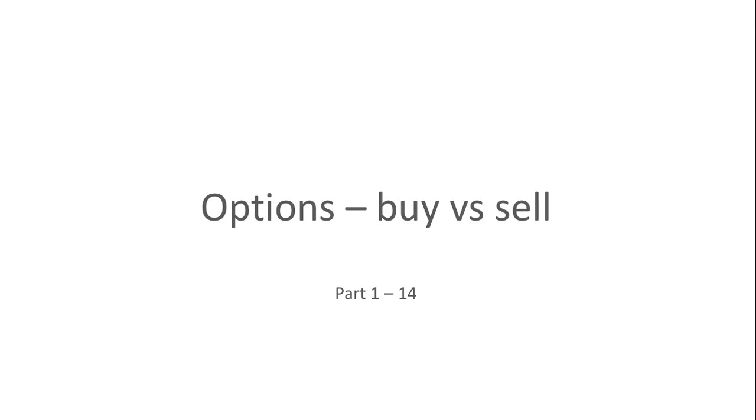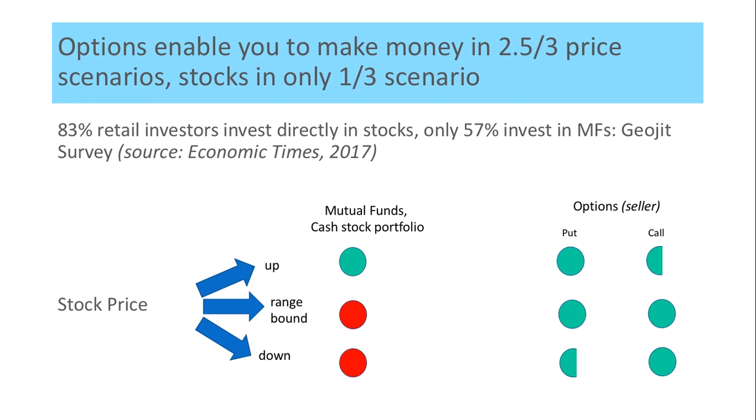So let's look at buying versus selling an option. We've covered this slide a few videos ago, wherein we said that if you're a seller of an option, in 2.5 out of 3 price scenarios, you will end up making money. And this you're able to do because you're not exactly betting on the direction of the price. So even if you're partially wrong on the direction of the price, even if the price were to move against the position that you're taking, but so long it moves within a certain range, you will still get to pocket the entire premium that you've sold the option for.